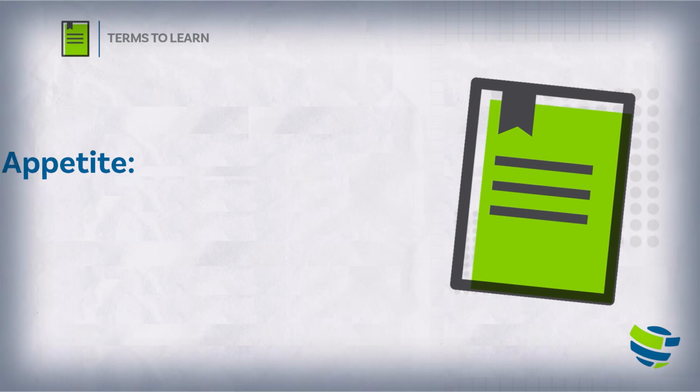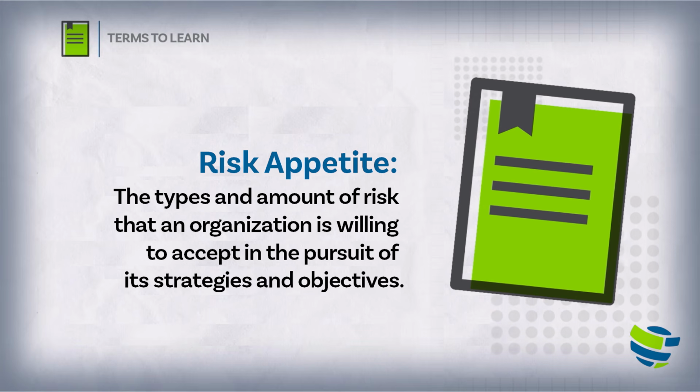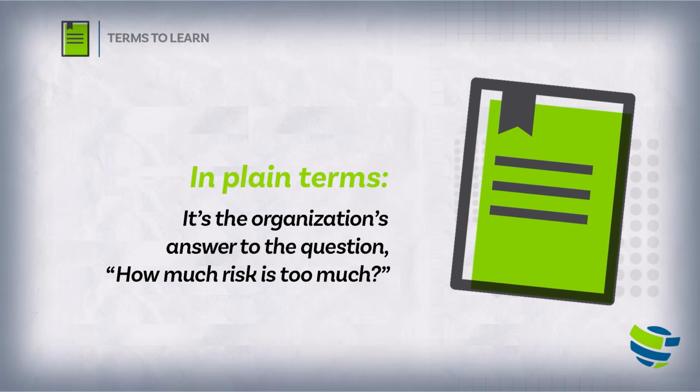Here's another term to learn: risk appetite. The standards define risk appetite as the types and amount of risk that an organization is willing to accept in the pursuit of its strategies and objectives. In plain terms, it's the organization's answer to the question, how much risk is too much? Every organization has a different risk appetite. A startup might be willing to take big risks to grow fast. A hospital might have an extremely low appetite for risks involving patient safety. Internal auditors need to understand where the organization has drawn those lines, because that's what gives us context when we evaluate whether risks are being managed appropriately.